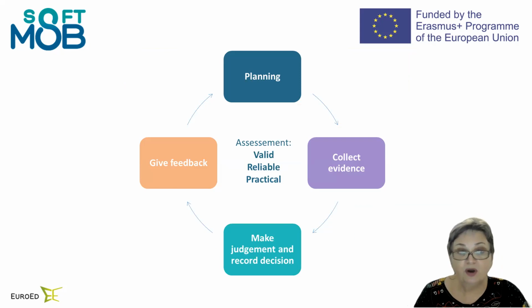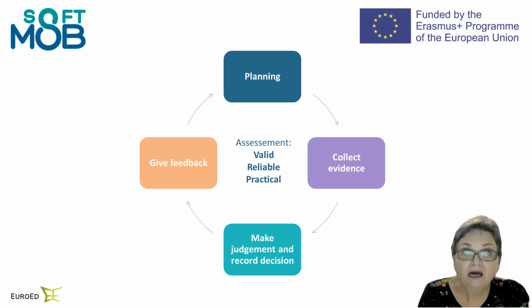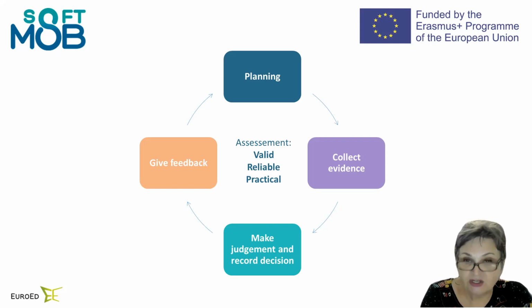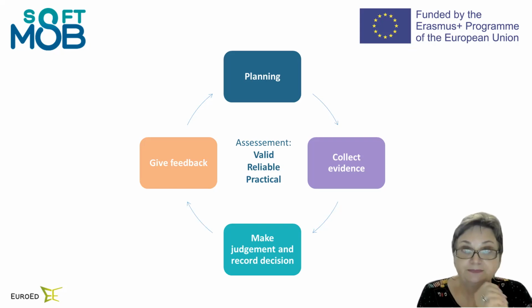So the assessment planning process has 4 stages which are interconnected. So first of all, we plan. There is the planning stage. Then we collect evidence. We make judgments, record decisions, and give feedback.